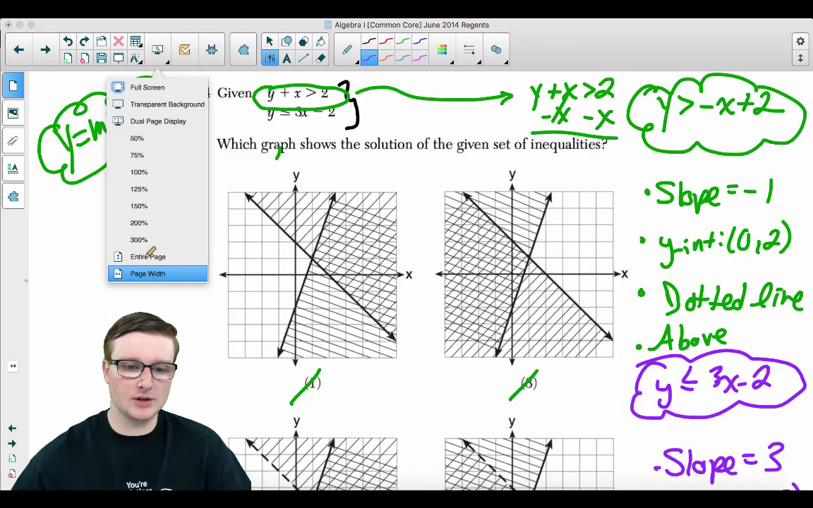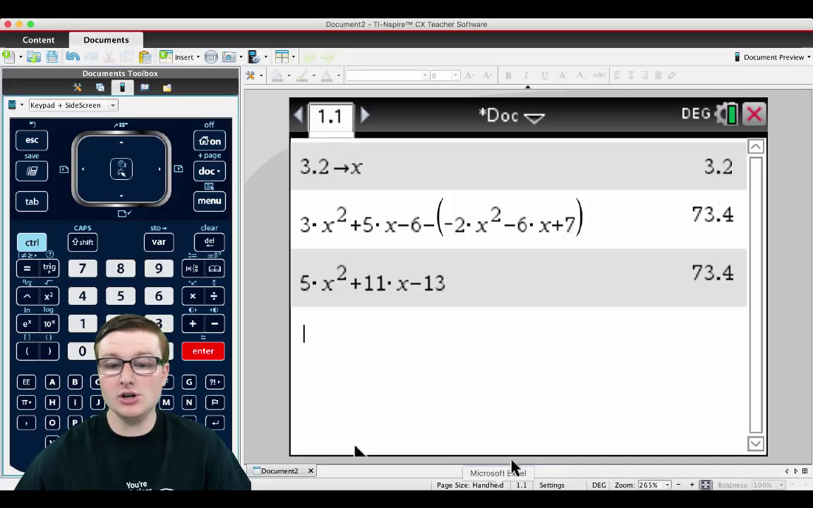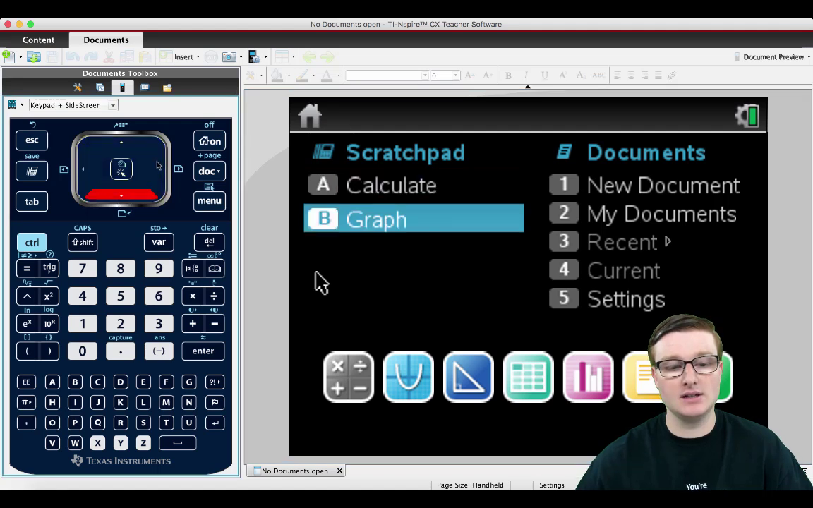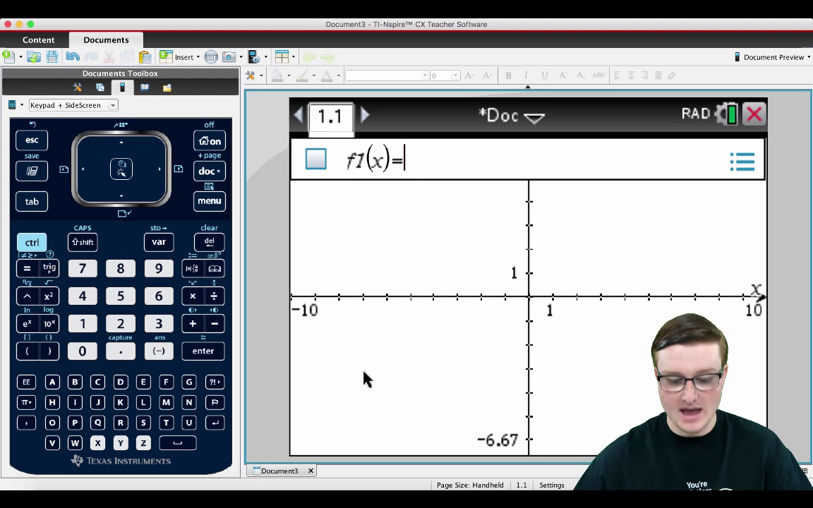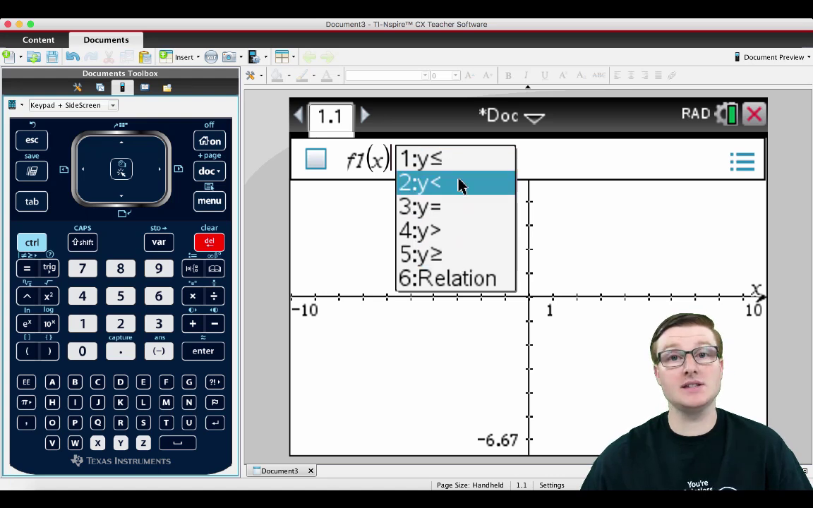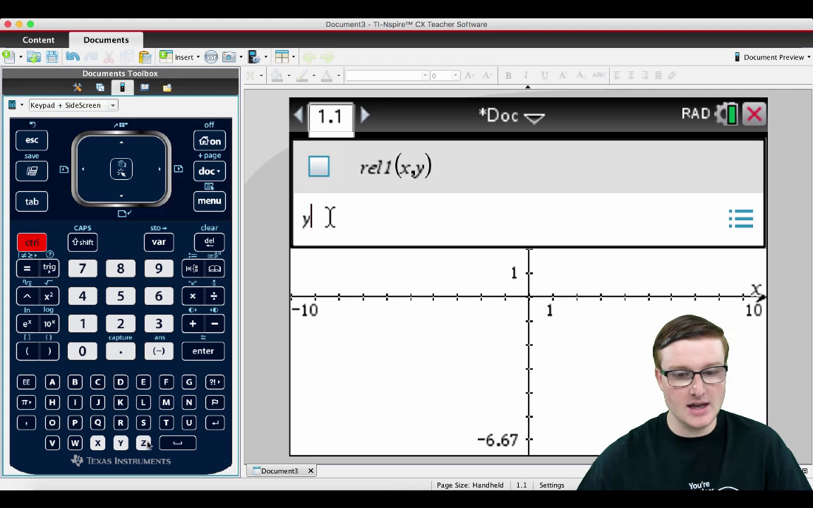Now let's just say you are a little nervous, test taker, and you want to check your answer. Well, if you go to your calculator and you click on the graph, the blue graph down below on the main menu, and you click on graph, and if you actually press the delete button, it will come up as a menu of all of these inequalities.